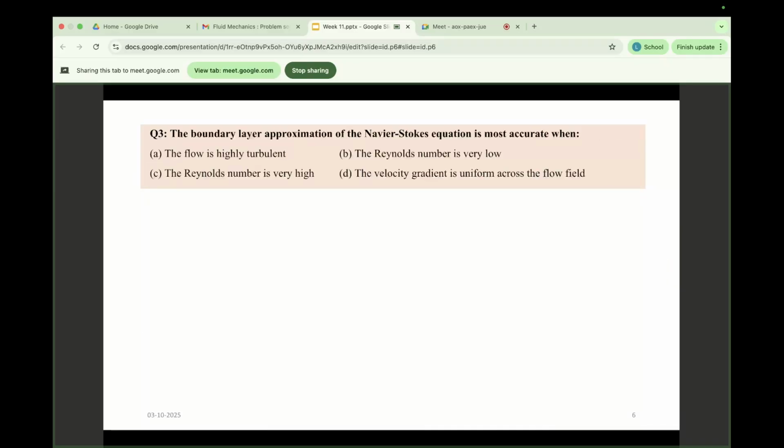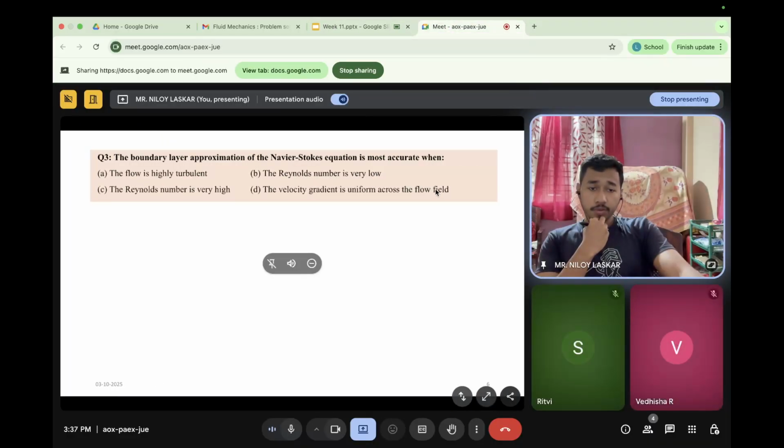So this is another theoretical question. In this question it is asked: the boundary layer approximation of the Navier-Stokes equation is most accurate when? The options are: the flow is highly turbulent; the Reynolds number is very low; the Reynolds number is very high; the velocity gradient is uniform across the flow field. So please try to answer this one. I'm giving you 1 minute for this one.